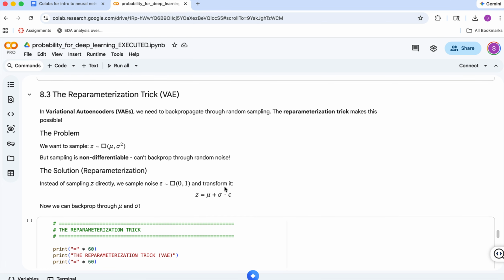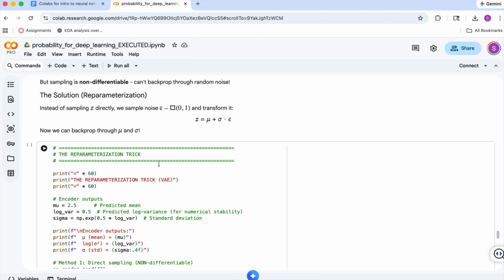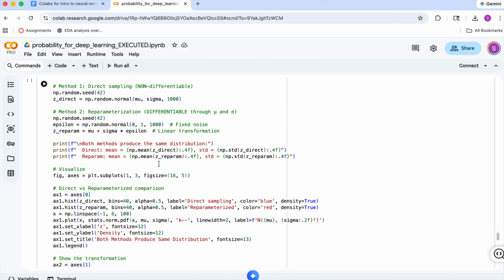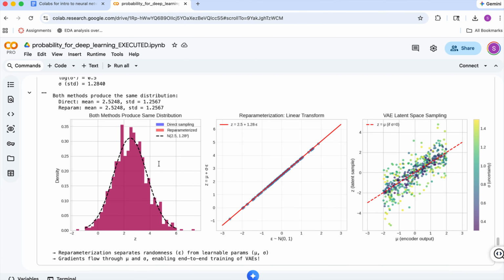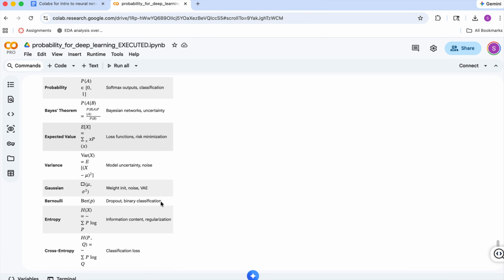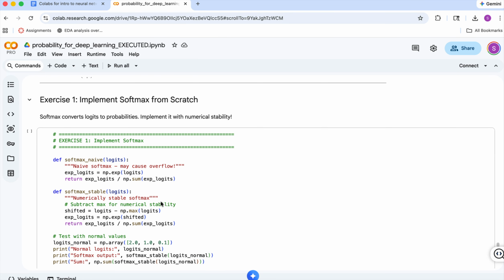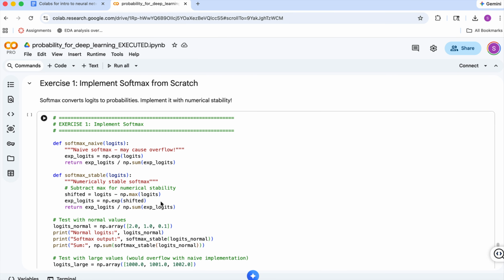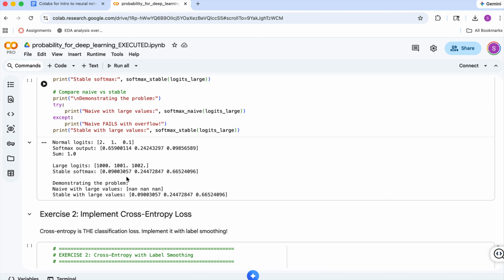In the next, I implement the reparameterization trick used in VAEs, where sampling from a Gaussian with learned mean and variance is rewritten as the mean plus a scaled standard normal sample. After that, in the coming cell, this exercise implements both a naive softmax that can overflow for large logits and a numerically stable version that first subtracts the maximum logit.